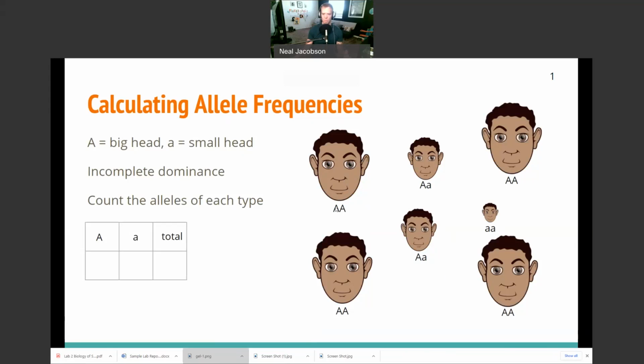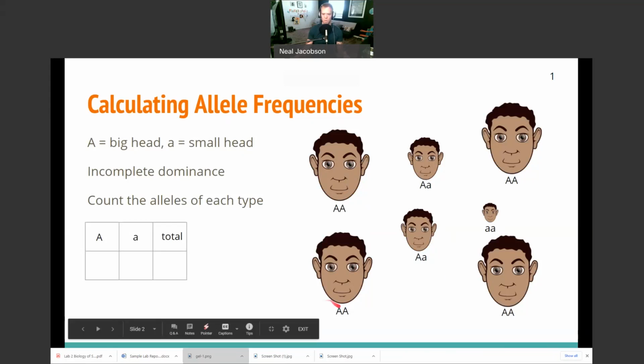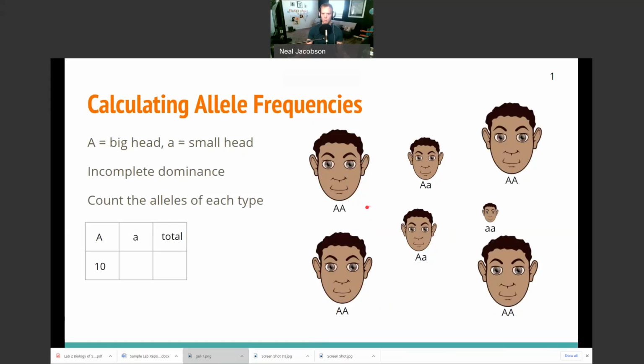Of the big A, I've got one, two, three, four, five, six, seven, eight, and then nine, 10. So I know I have 10 of the big A alleles. Now I can count how many little a alleles I have. I have one, two, three, four. Okay, I've got four. So how many total alleles do I have? 14. And so now from this data set, I can tell you what the allele frequencies are.